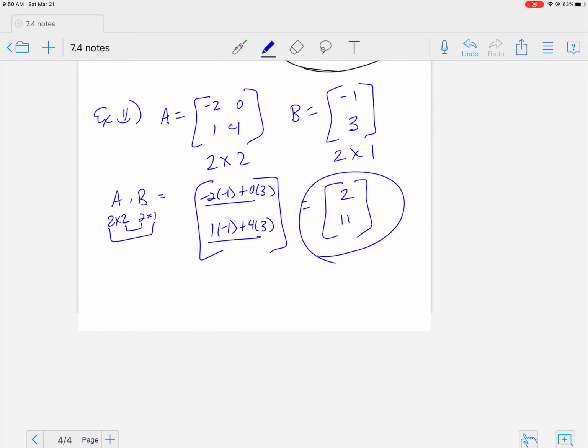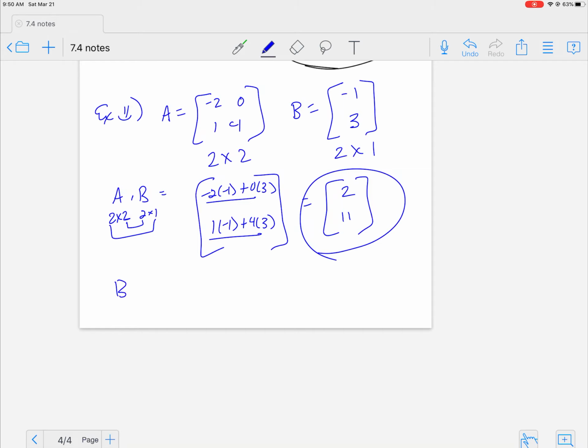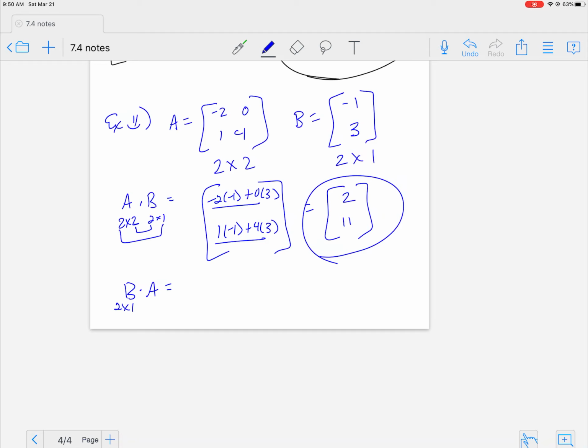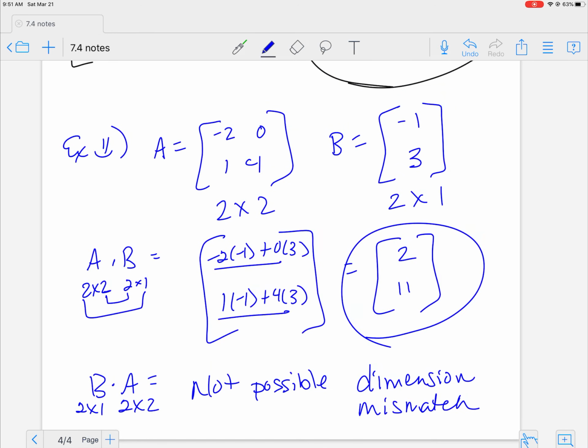Right? Now, let's say I want to do this same deal, but I want to do B times A. So B is a 2 by 1, A is a 2 by 2, right? Ah, very nice. Check that out. Can I even put these together? No, not possible. There's a dimension mismatch. So you see what I'm getting at there?